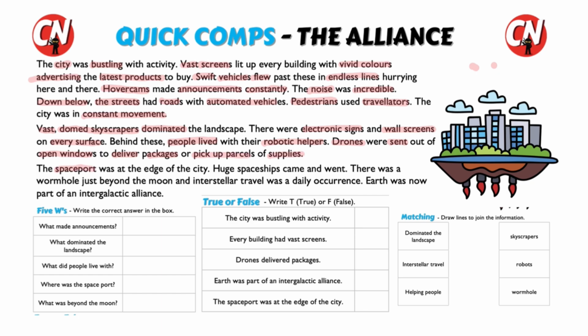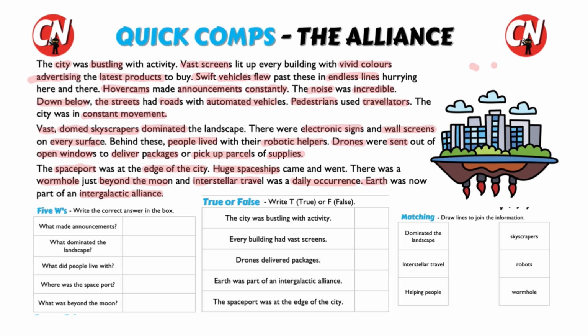The spaceport was at the edge of the city. Huge spaceships came and went. There was a wormhole just beyond the moon, and interstellar travel was a daily occurrence. Earth was now part of an intergalactic alliance.